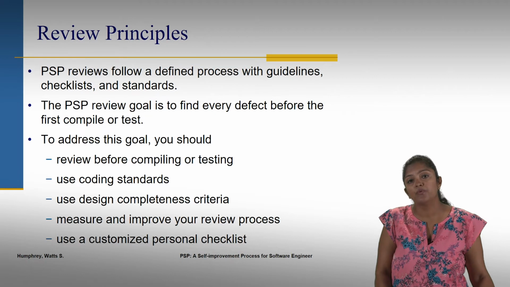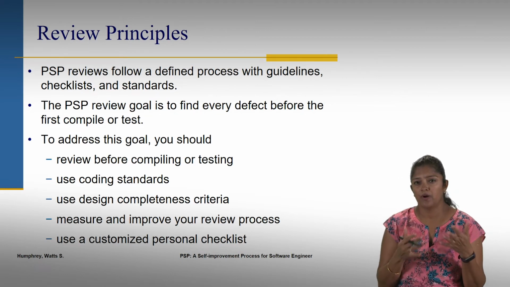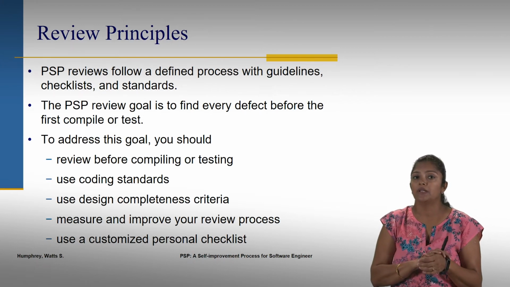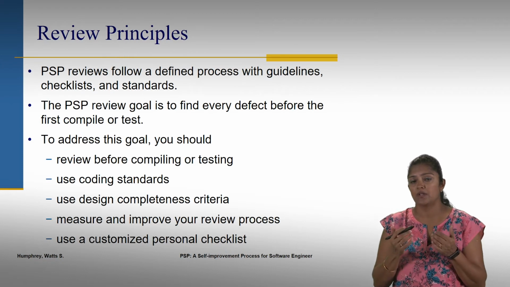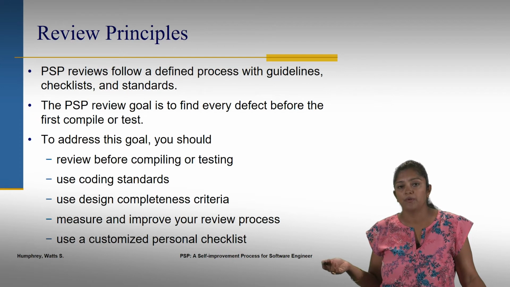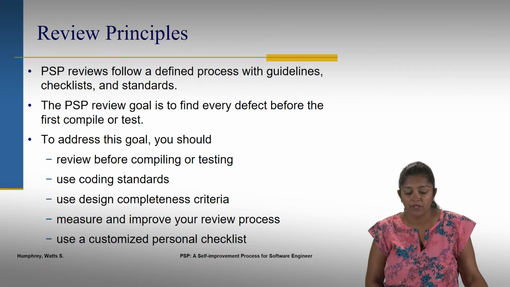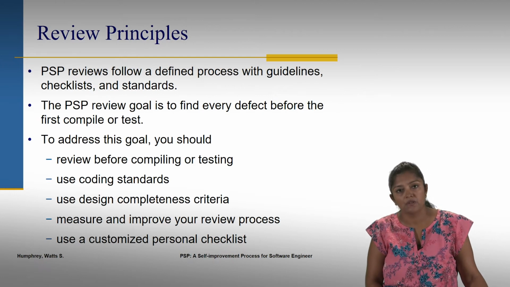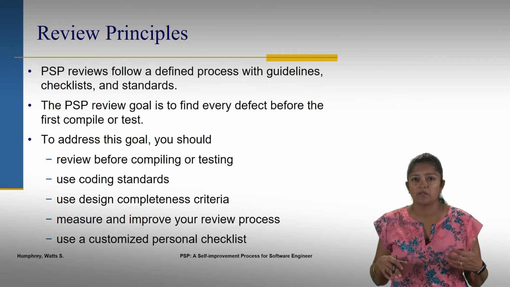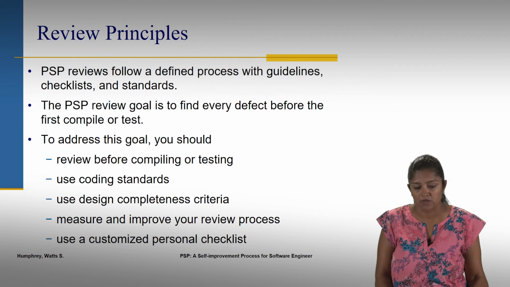You measure and improve your review process. It's very important that if you find some issues in the code through the review, then you analyze those and why they happen, and try to improve the next time you're writing code. Make sure to not introduce those kinds of defects, and then customize your checklist as you go. If there are some specific kinds of defects that you're more prone to, then you customize your checklist based on that.